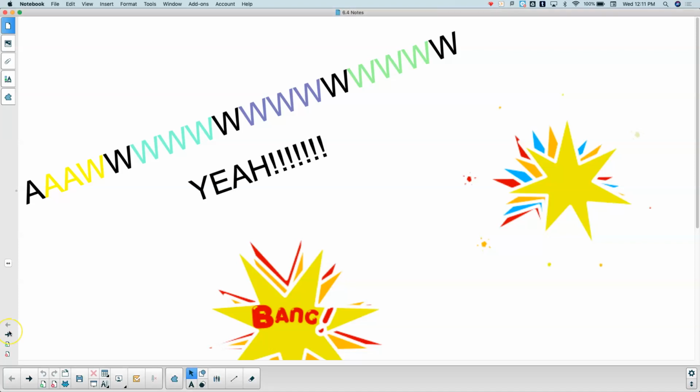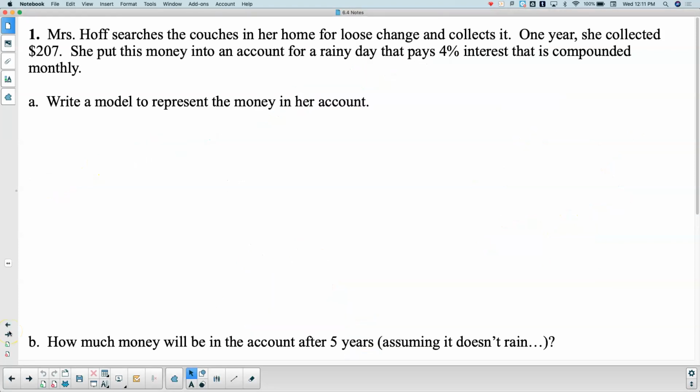Question or word problem numero uno. Mrs. Hoff searches the couches in her home for loose change and collects it. One year, she collected $207 in change from her couch. She puts this money into an account for a rainy day, exactly, that pays 4% interest that is compounded monthly. Question A. Write a model to represent the money in her account.